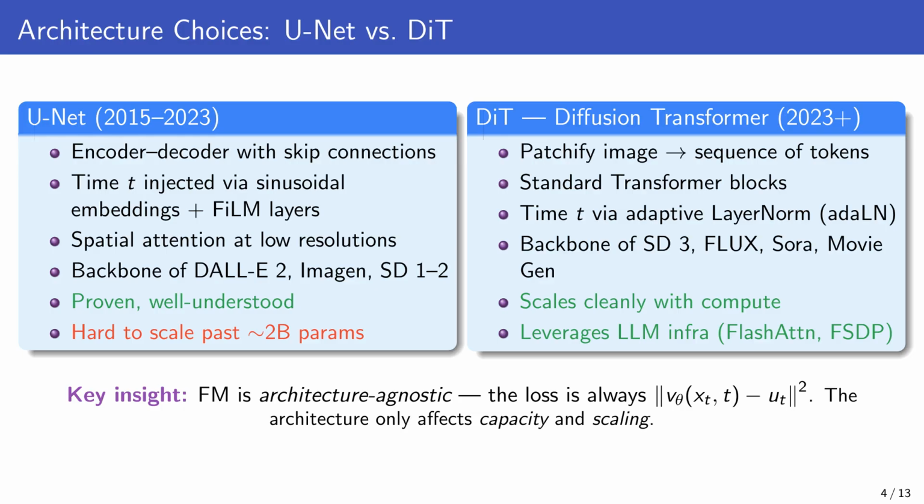The essential point is that flow matching does not constrain your architecture choice. The loss is always the same MSE between predicted and target velocity. The architecture only determines how much capacity you have and how well you scale.